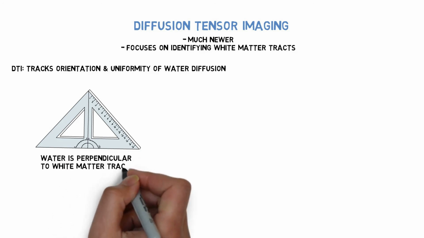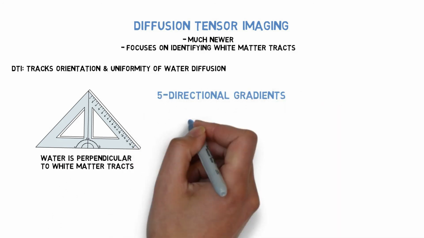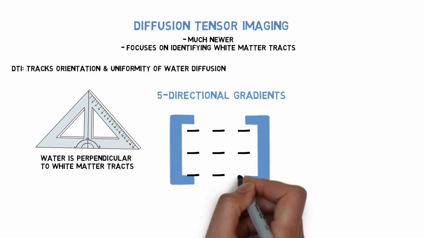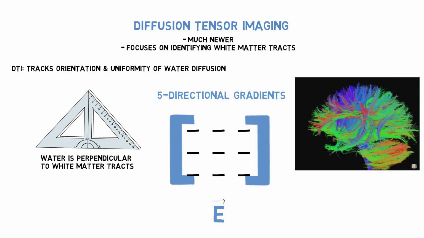By applying diffusion gradients in more than 5 different directions, a diffusion tensor, or 3x3 matrix, can be calculated per pixel via eigenvectors. The white matter fiber's direction is then shown via color-coded vectors that show position and direction.